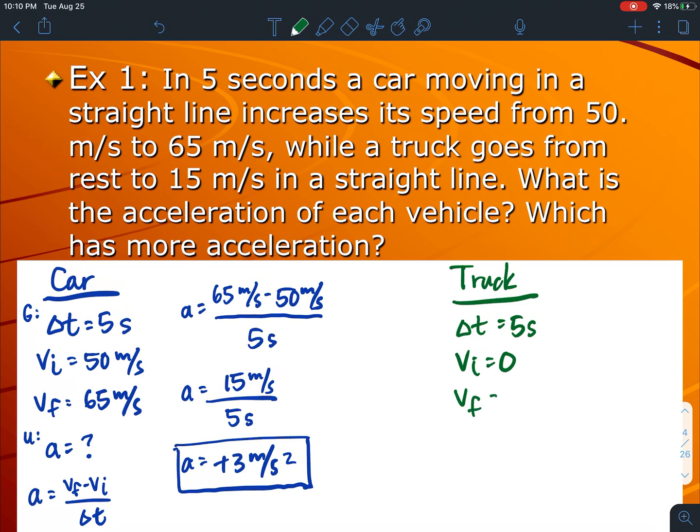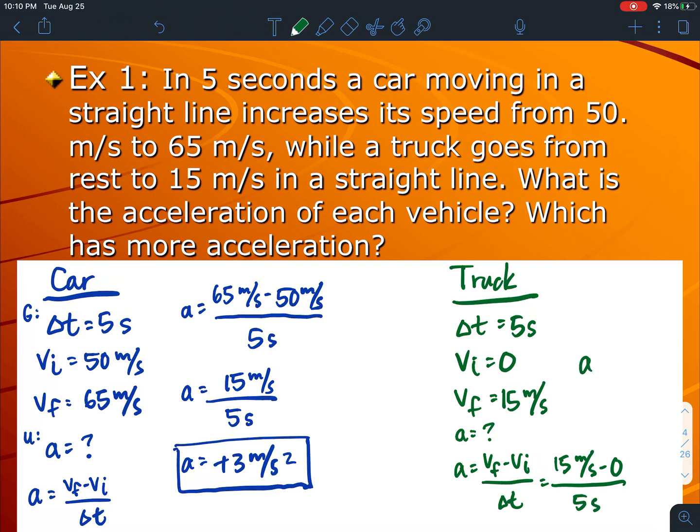You have to be on the lookout for words like at rest, started at rest, or came to a stop. Those are always going to be a 0 for v, okay? And then the truck makes it up to 15 meters per second, so VF is 15. We're looking for A. We're going to use the same equation again because A is already isolated. That makes it easier for us. And then we're going to plug in our numbers. So I have 15 meters per second for VF minus 0 for VI over 5 for T. And that gives me an A of a positive 3 meters per second squared. So that's kind of interesting.